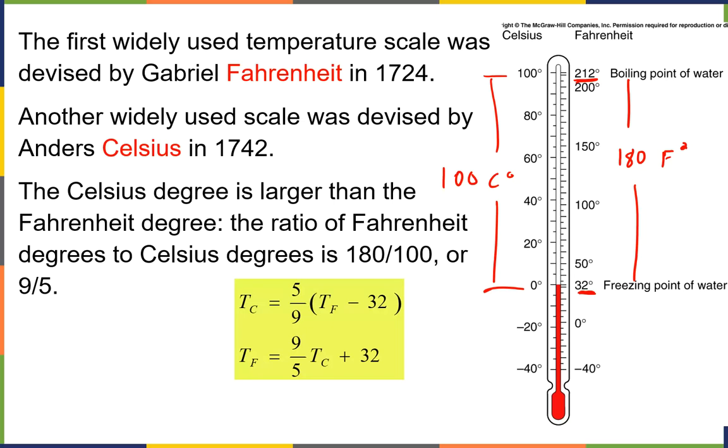You take the Fahrenheit and subtract 32 because of that 32 degree offset, and then you multiply by 5/9 to get to Celsius. To go the other direction, you just take the Celsius temperature, multiply by 9/5, and then add the 32 for the offset. So it's easy to translate between the two.